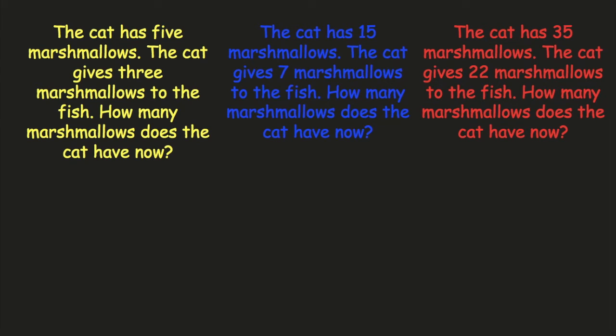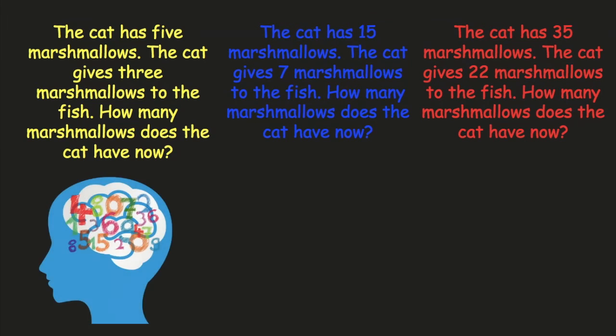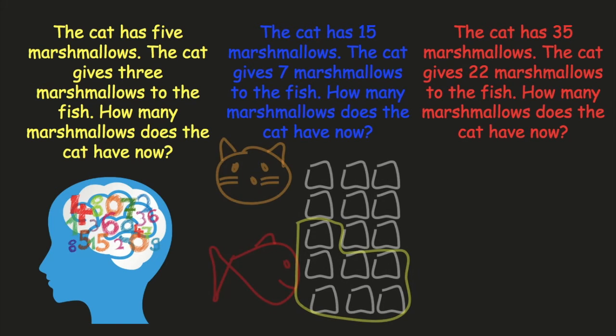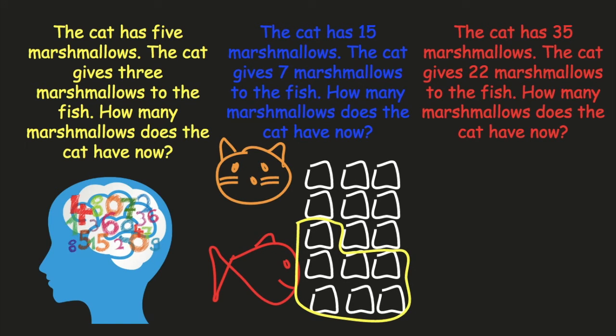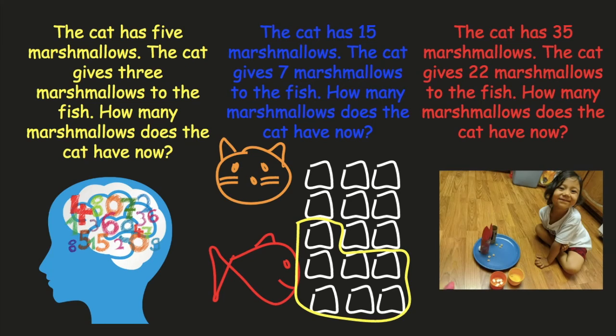In this example, all 3 story problems are exactly the same, but the numbers are different. Your child might be able to solve the first in their head, the second by drawing a picture, and the third only by acting it out. This is okay and completely normal. The more your child practices working with numbers and word problems, the more their skills will progress.